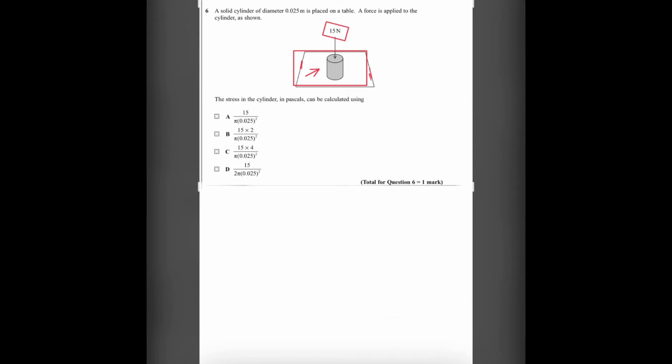The stress in the cylinder in pascals can be calculated using, from the syllabus, stress equals force by area. So the force is 15 newtons, and for the area, we have the diameter but not the area. So from the syllabus of O Levels Mathematics B, the cross sectional area is pi into r squared, and we do not have the radius but we have the diameter, and the diameter is 0.025.